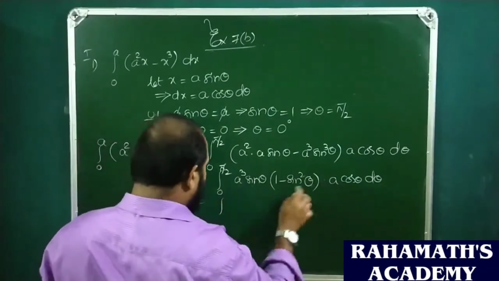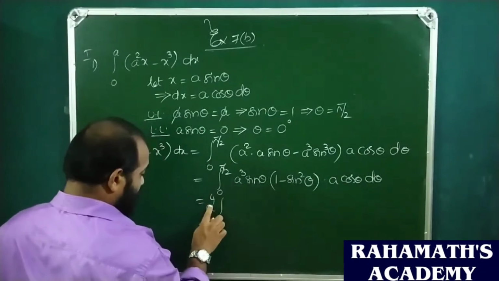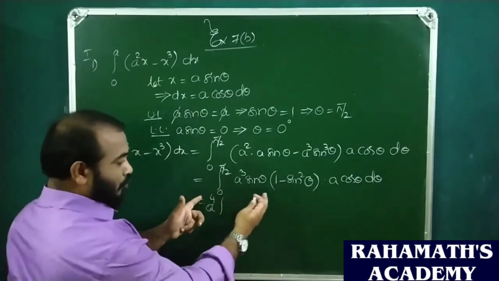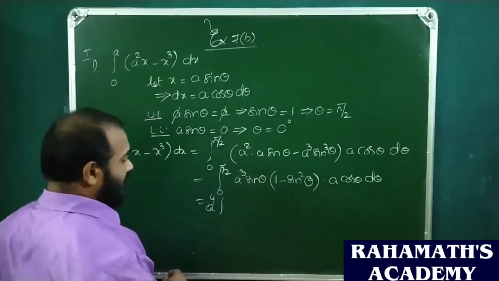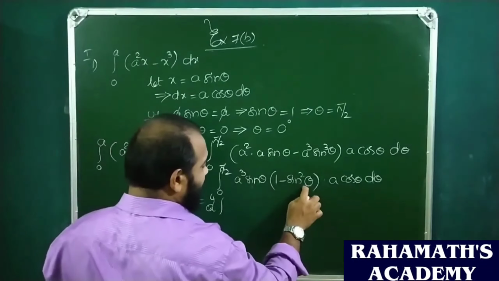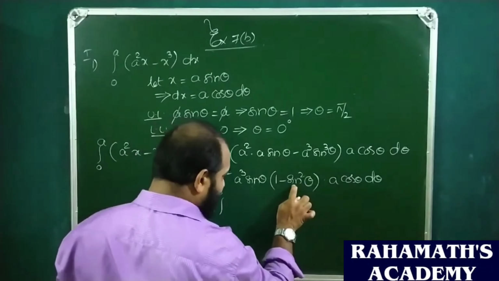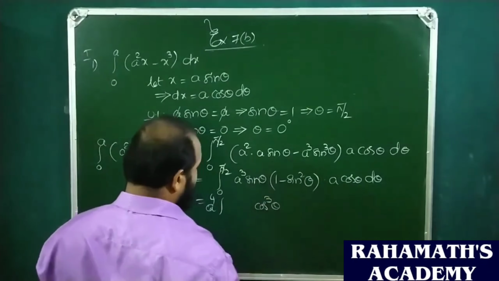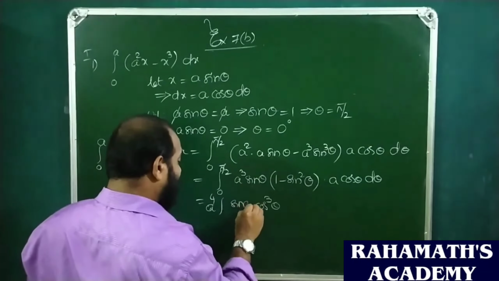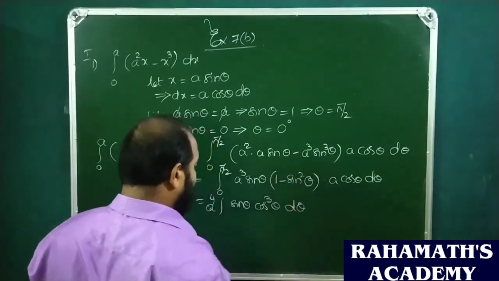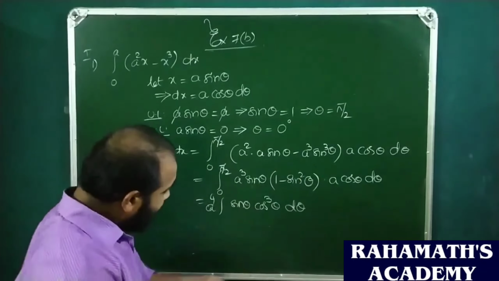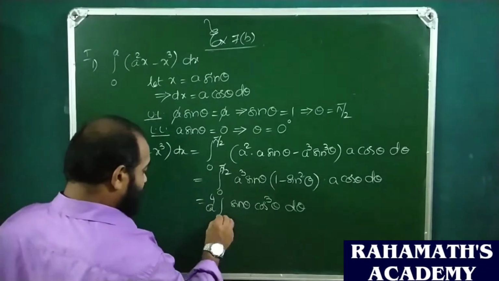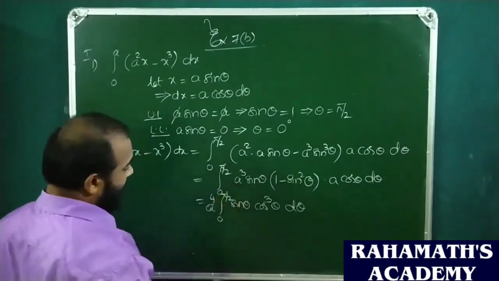So a cube into a power 4. Since this is the constant, we are separating it from the process of integration. So 1 minus sin square theta is cos square theta. Cos square theta into cos theta, so cos cube theta into sin theta d theta. So here, 0 to pi by 2.